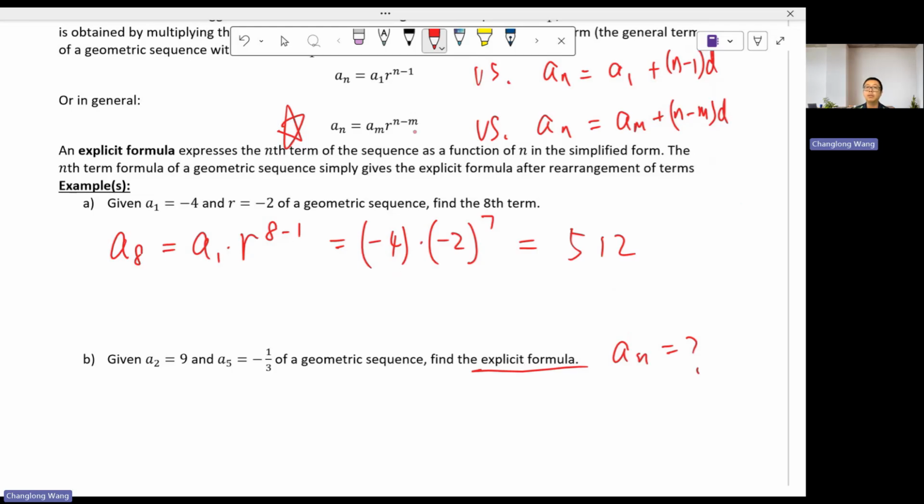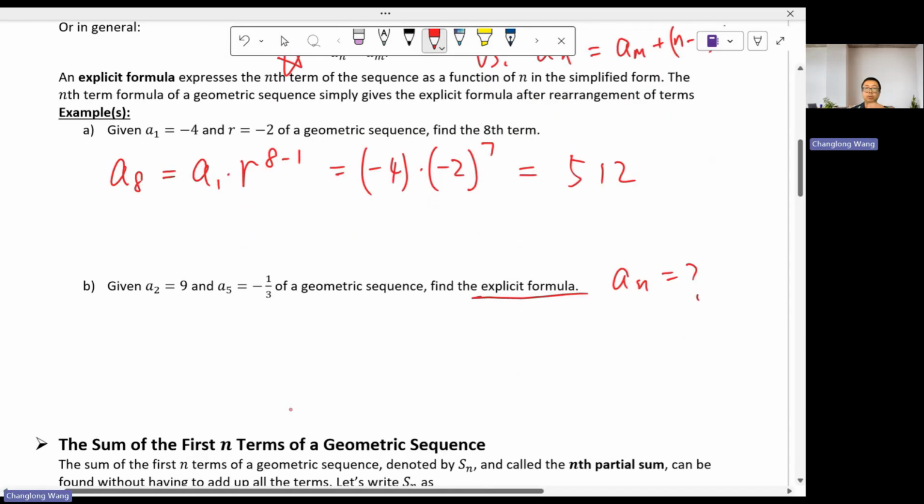But the problem is we still need the common ratio. How do we find a common ratio given two terms? And also we know exactly where those two terms are located. It's the second and the fifth term, okay? I guess it's not hard to imagine what you should do, but algebraically, it might not be as straightforward as the arithmetic version.